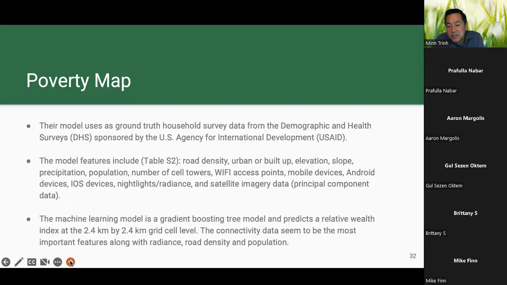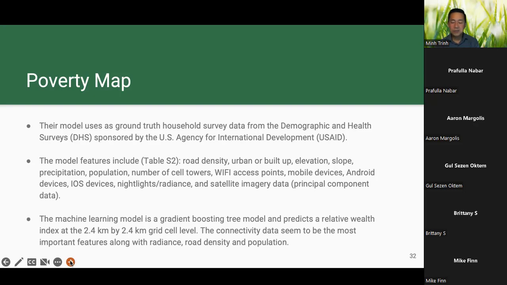So here also, they have a similar approach. We use as ground truth, to calibrate the model, real household survey data from DHS. And then the features they use in the model are road density, whether it's urban, the elevation, the slope, the precipitation and weather pattern in that area, population, number of cell towers, Wi-Fi access points, number of mobile devices in that area, Android devices, iOS devices, night lights, the radiance we saw before, and satellite imagery. Satellite imagery is a lot of data, so usually they use principal component analysis to reduce the number of data points from the satellite images.